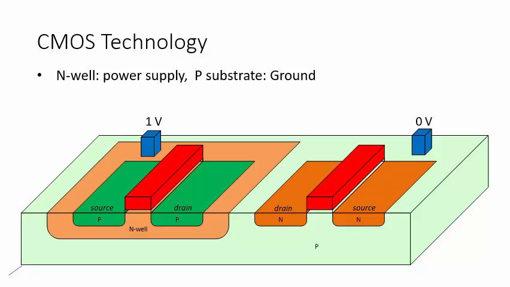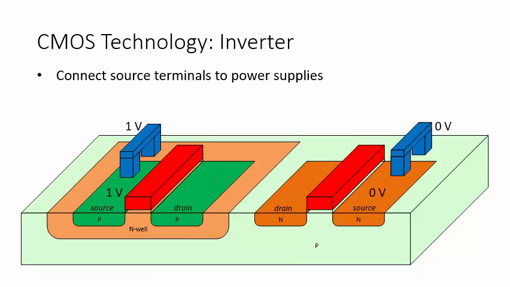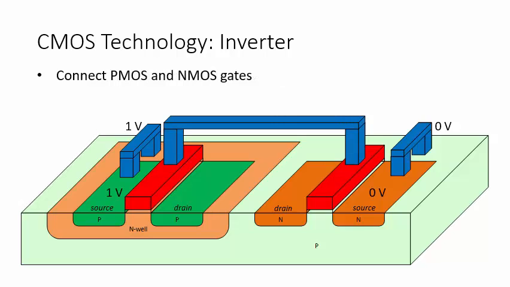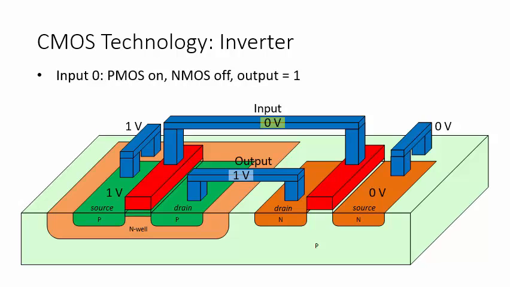To create an inverter, first connect the source terminals to the respective power and ground supplies. Next, connect the PMOS and NMOS gates. Finally, connect the PMOS and NMOS drain terminals. The node connecting the gates is the input, and the node connecting the drains is the output. When the input is 0, it turns on the PMOS transistor and turns off the NMOS transistor. A conducting path through the PMOS channel carries the 1-volt supply to the output. The NMOS drain is isolated from the NMOS source.